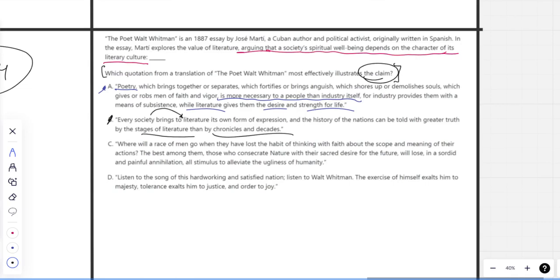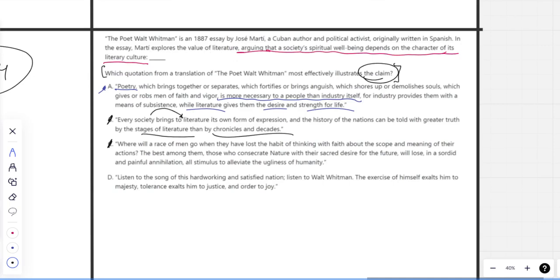C is saying, where will a race of men go when they have lost the habit of thinking with faith about the scope and meaning of their actions? The best among them, who consecrate nature with sacred desire for the future, will lose in a sordid and painful annihilation all stimulus to alleviate the ugliness of humanity. Honestly, I don't know if I really understood that one, but I did not see the word literature. I did not see anything related to society's well-being because of literature, so I'm going to eliminate that one.